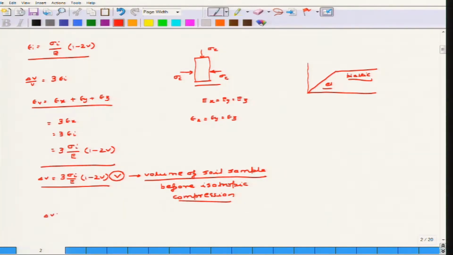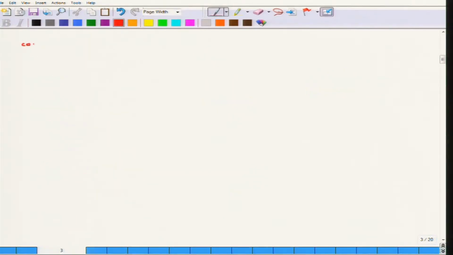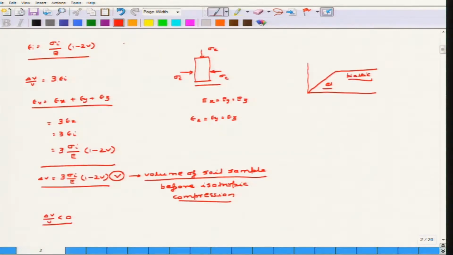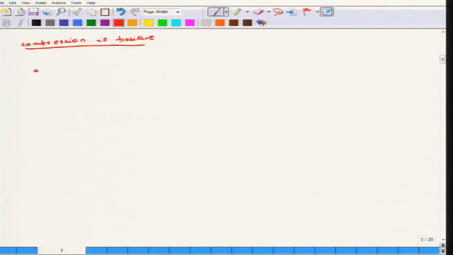So, if volume change is compressive in nature, that means delta V by V should be less than 0. That is one of the most important parts, because in soil mechanics compression is positive, but from general mechanics, if you consider tension and compression, tension is always positive while compression is negative. Since we derived this formula from the general laws of solid mechanics, in this case we consider that delta V by V should be less than 0 for compression.